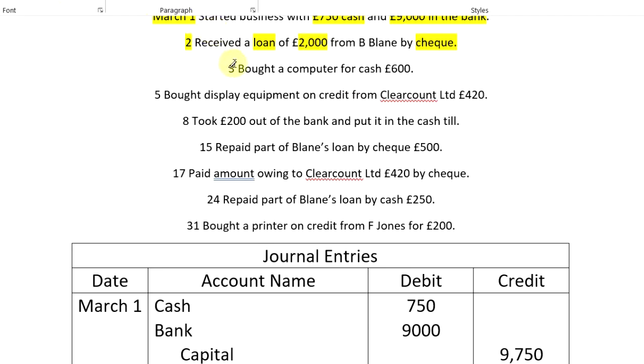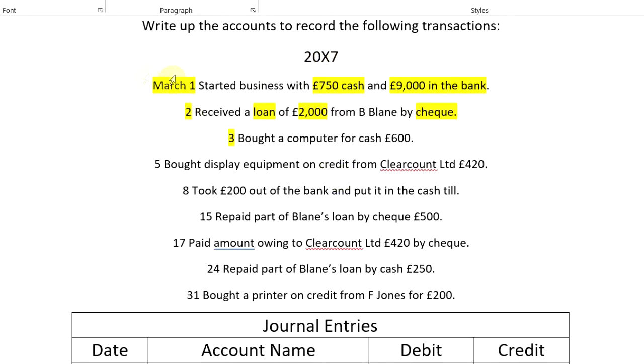Now next transaction, March 3, bought a computer for cash 600. We have purchased a computer and we have given cash against it. How much? 600. The two accounts being affected over here are computer and cash. We achieved computer. Computer was our destination, so it's debit. And we gave up cash for it, so it's our credit. If you are confused about destination and source, check the previous video. We have talked about it a lot in that video, which is why I'm not talking about it over here.